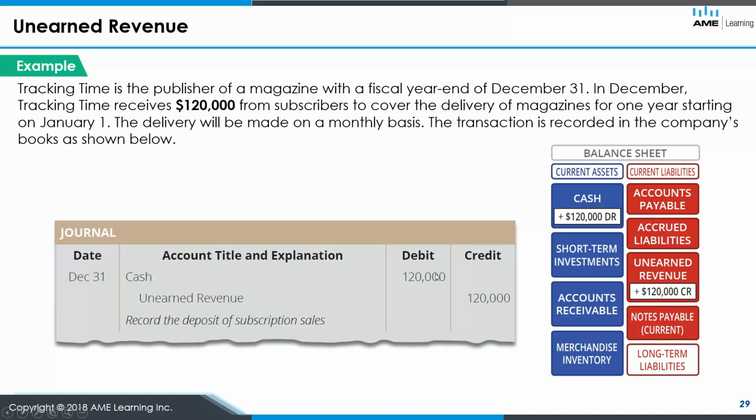So this is basically saying the same thing. If you're a magazine publisher, you receive this cash on the last day of the year, it looks like here, for the following year. So we have an unearned revenue liability. We haven't earned any of this cash yet. It's sitting in our bank account.